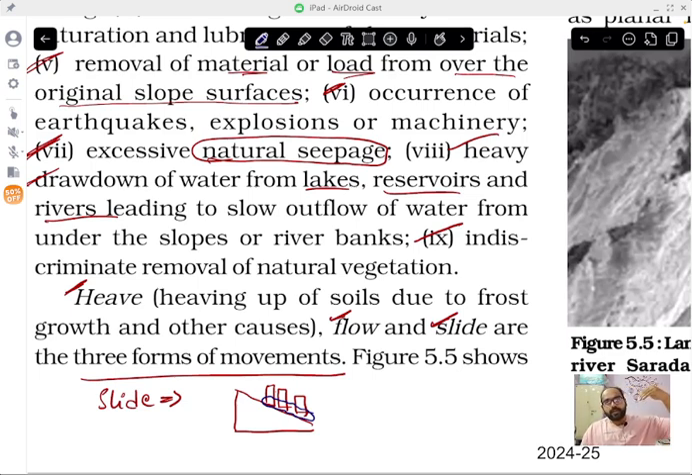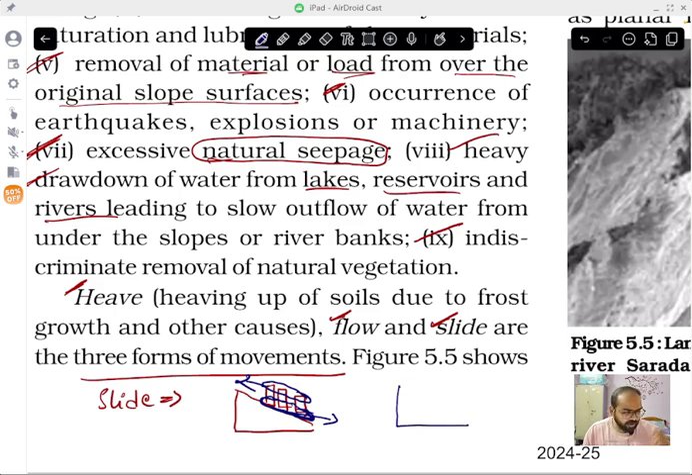Whenever a mass movement happens in a slide, the bottom part of the rock is ahead while moving. See, the bottom part of the rock is ahead, in this direction, and the upper parts are behind. That happens in a sliding. This is what sliding means. And next, fall.